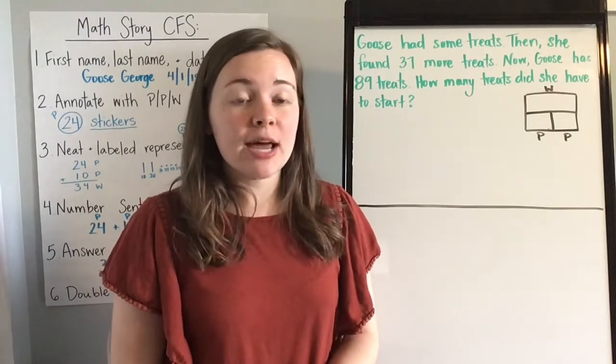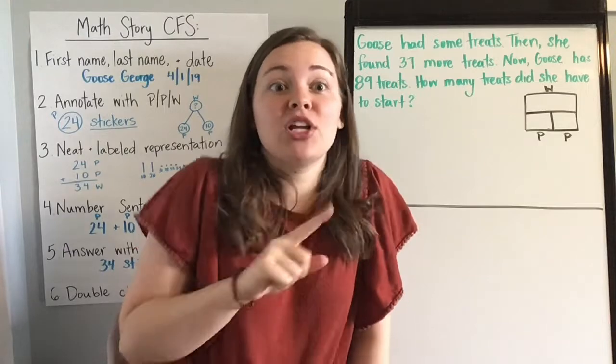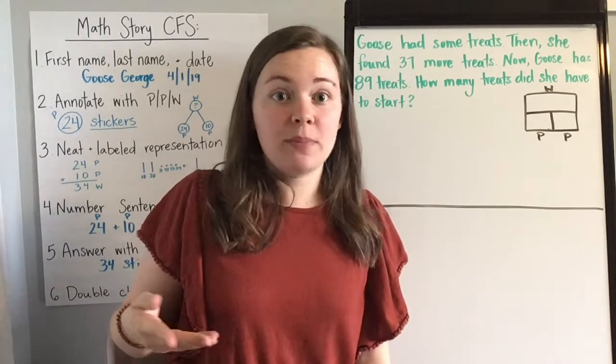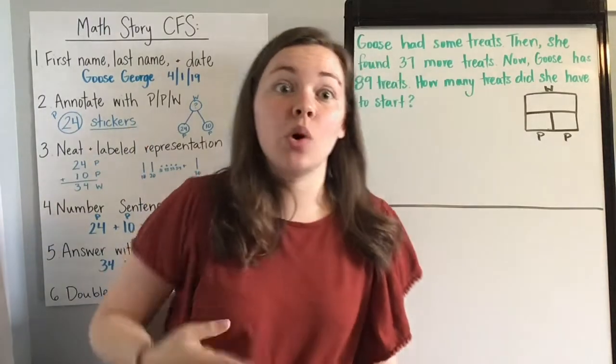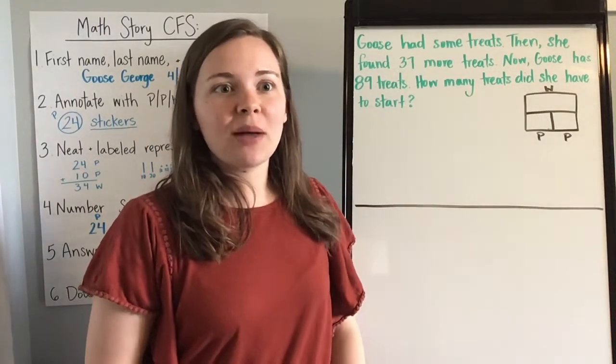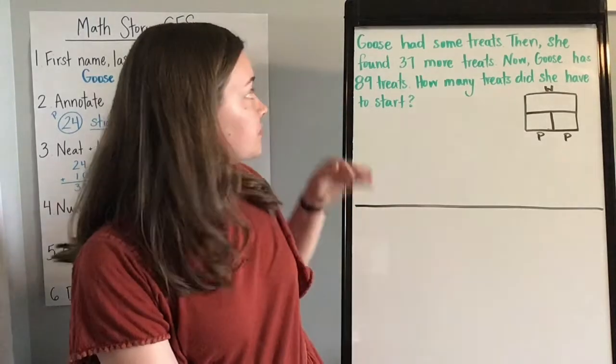We know that the first step a good mathematician would take, or any scholar really, would be to put your name and date on the top of your paper. After you do that, we can go ahead and annotate the problem with our part and whole labels. First, let's read the problem together to make sure we really understand what's going on in our problem.